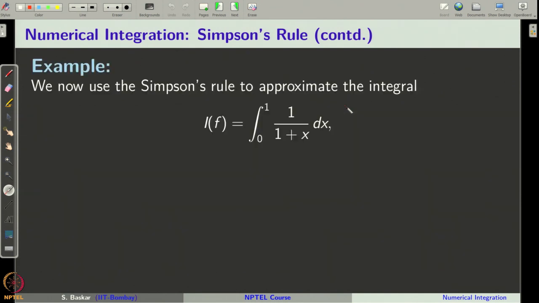Let us take an example. We will again consider the same integral which we have been working with for the other quadrature formulas also. We will consider evaluating the integral from 0 to 1 of 1 by 1 plus x dx. Here f is taken as 1 by 1 plus x, right? The exact value of this integral is log 2, and numerically you can approximately take it as 0.693147. And there are more terms, but we have just rounded it up to here.